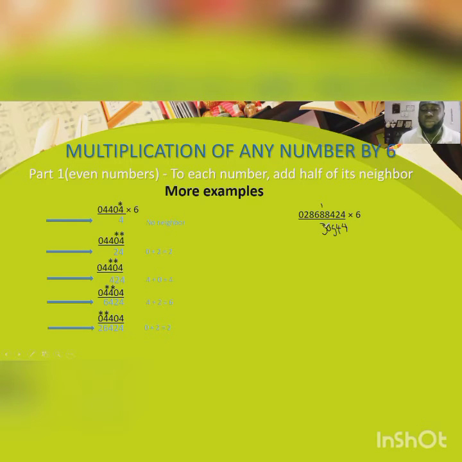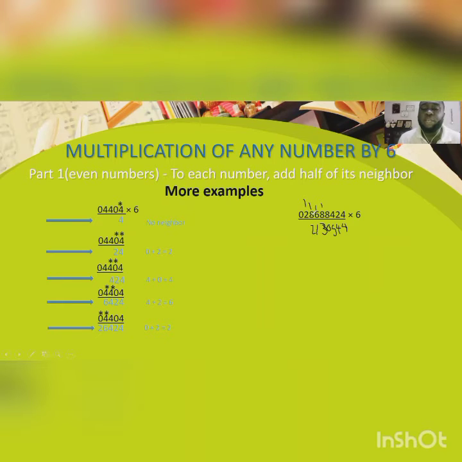I hope you're seeing what I'm writing. So 6 plus half of 8. Half of 8 is 4. So 6 plus 4 is 10 plus 1, 11. So we write down 1, carry 1. 8 plus half of 6 is 3. 8 plus 3 is 11 plus 1. We have 12. We write down 2 and carry 1.